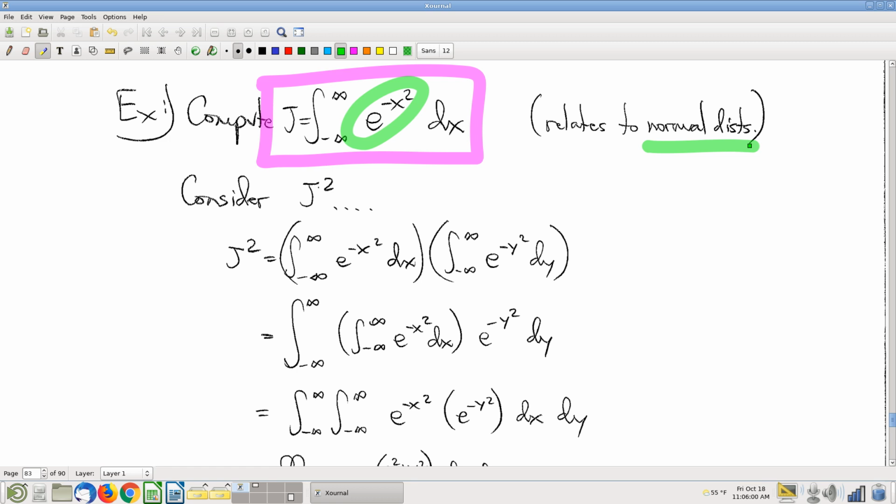Integrals are how you compute probabilities. It is extremely common to want to compute probabilities. So this integral is crazy important.